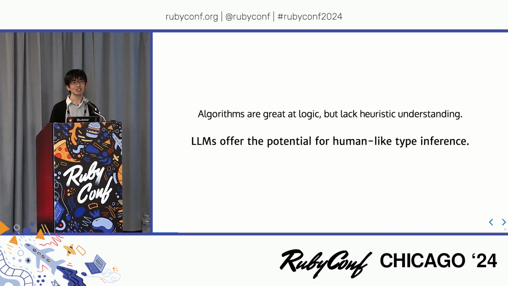LLMs, such as ChatGPT, offer a different approach. They use heuristics and context much like a human developer. This may bridge the gap between logic and intuition in type inference. Now, can we actually use LLMs for type inference?